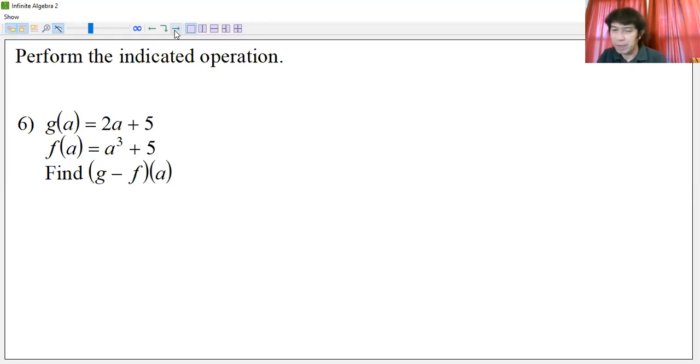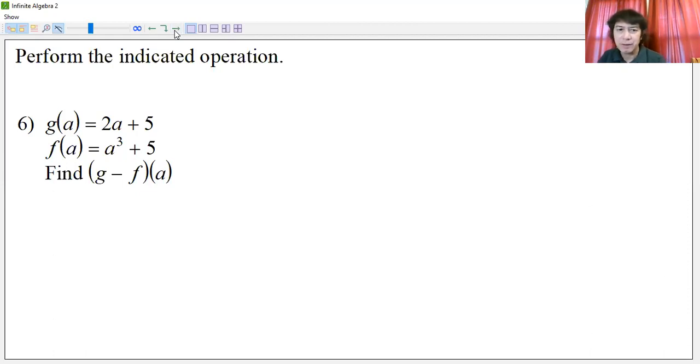As I copy it in the paper, you have the given g of a is equal to 2a plus 5, and f of a is equal to a cubed plus 5. You're asked to get g minus f of a. All right, so let us continue in the paper. Remember that problem. It will appear in the paper because I wrote it.